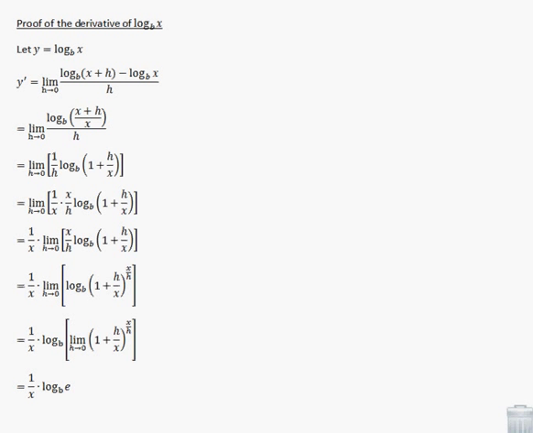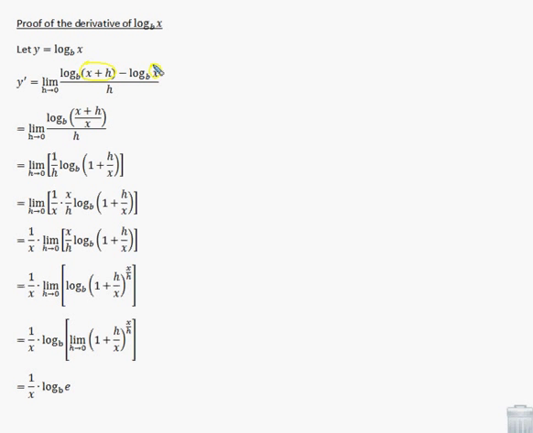So we use the definition of derivative, which is, of course, the limit as h approaches 0 of f of x plus h minus f of x all over h. So we plug x plus h into the function, and log base b of x is f of x, and so here's f of x plus h, and then f of x, right, all over h.